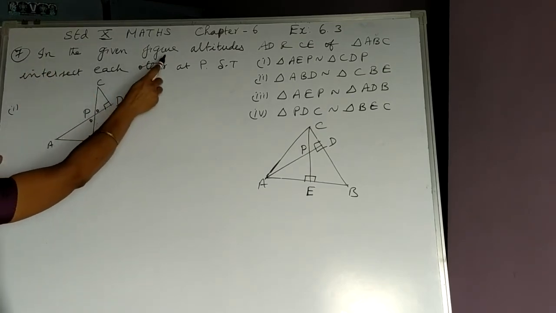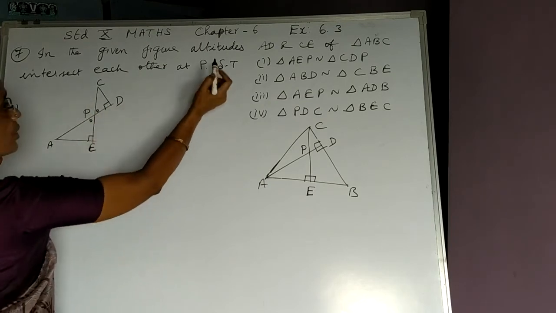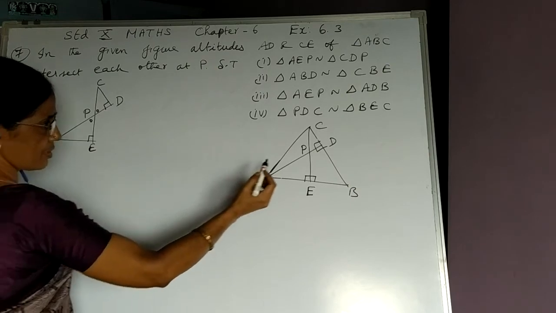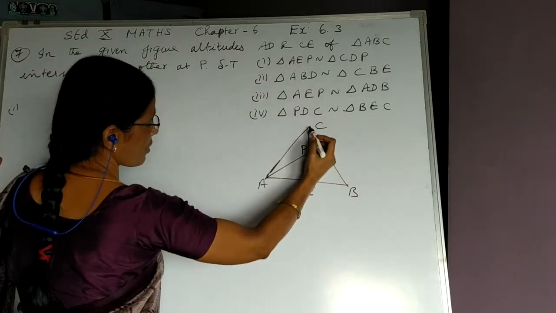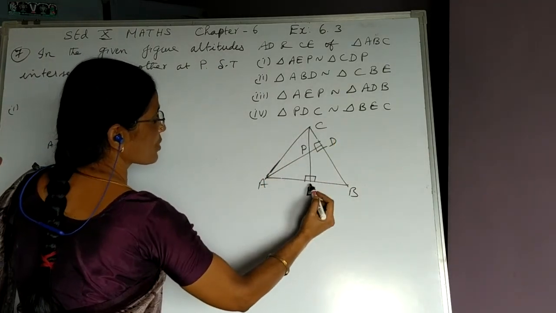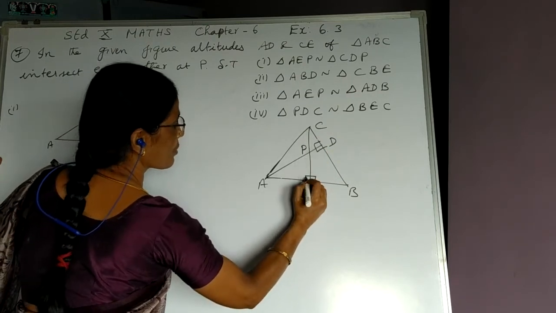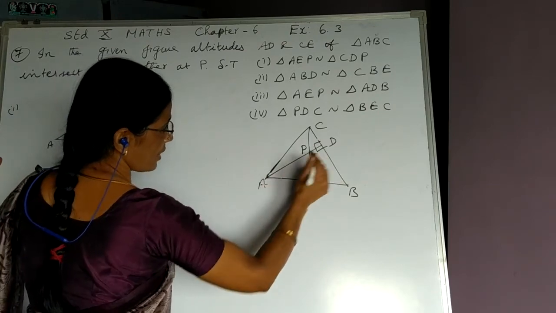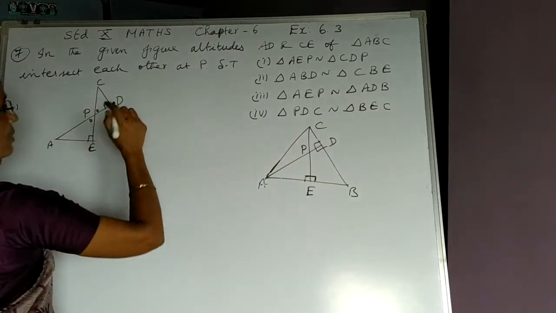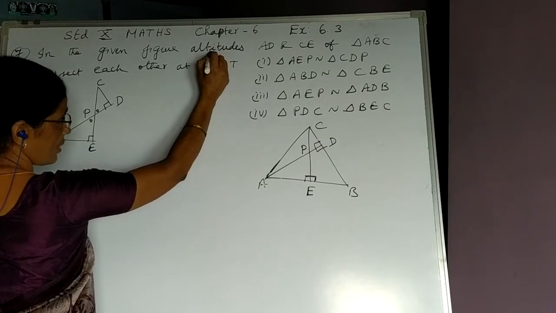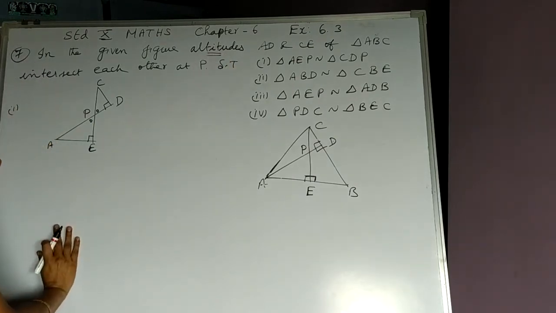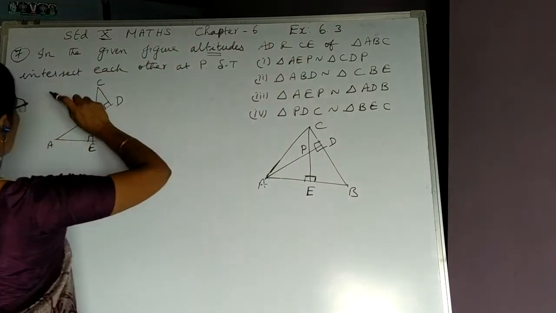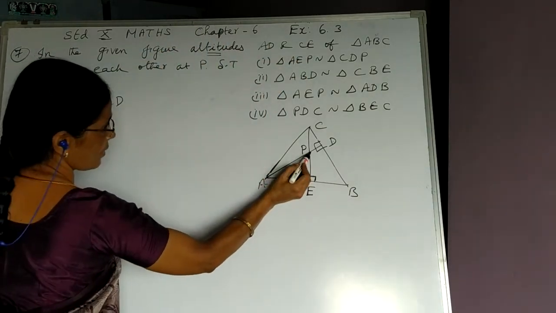Seventh question is, in the given figure, the figure is drawn here, altitudes. We know what an altitude is. It is a perpendicular line segment drawn from a vertex of a triangle to its opposite side. Because it is an altitude, remember angle E is 90 degrees. AD is an altitude drawn from A, therefore angle D is 90 degrees. Remember, altitude is a perpendicular line segment drawn from a vertex to its opposite side. So the altitudes are AD and CE. They intersect each other at the point P.